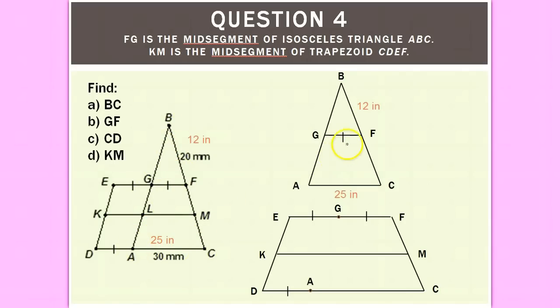And you can see that I have drawn that separately over there, just the triangle part of this picture. So I took triangle ABC and redrew it over here all by itself. It also says that KM is the mid-segment of trapezoid CDEF. So segment KM is the mid-segment of this trapezoid CDEF. And I also drew that out separately over here. Okay? So we are going to take that information and find these 4 things. We're going to start with BC.